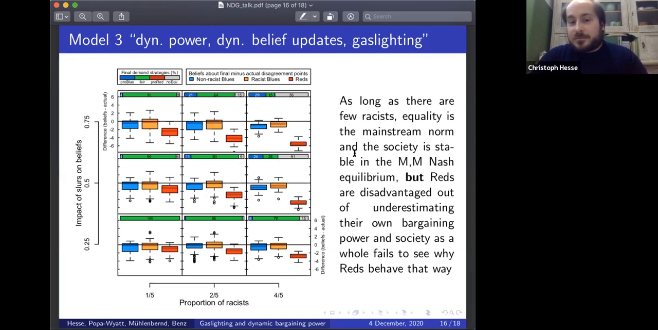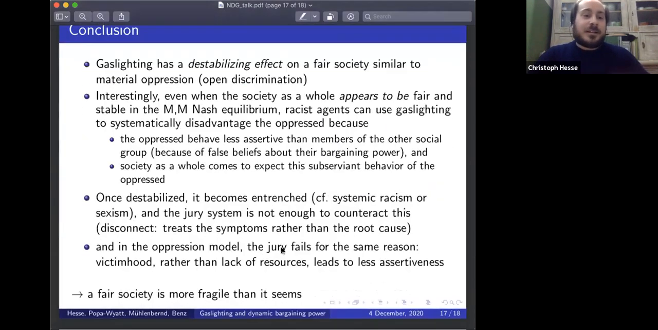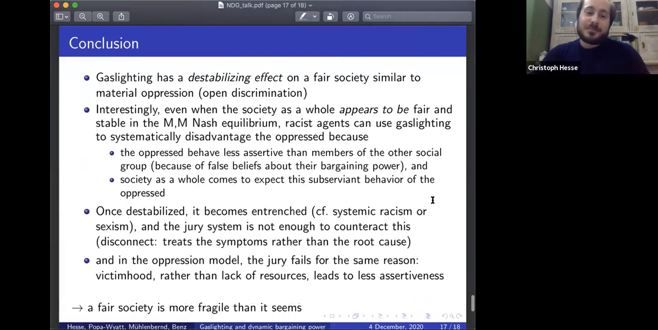So although it is true that as long as there are a few races, equality is the mainstream norm, and the society is stable in the Nash equilibrium, red agents are disadvantaged out of underestimating their own bargaining power, and society as a whole fails to see why reds behave that way. So yeah, let's get to the conclusion.